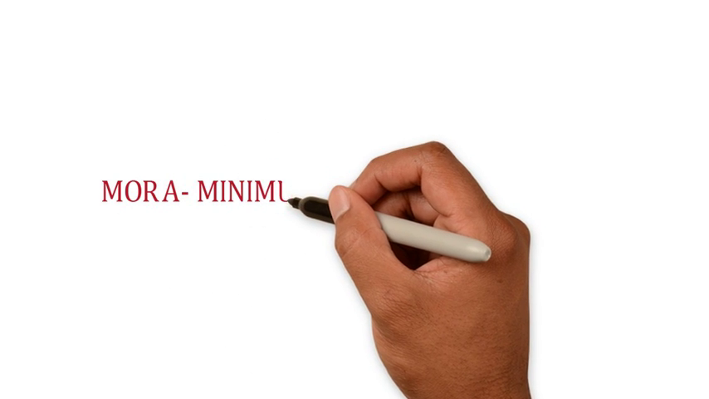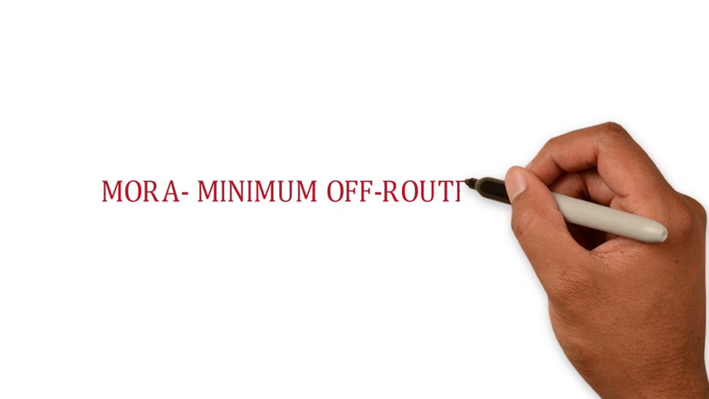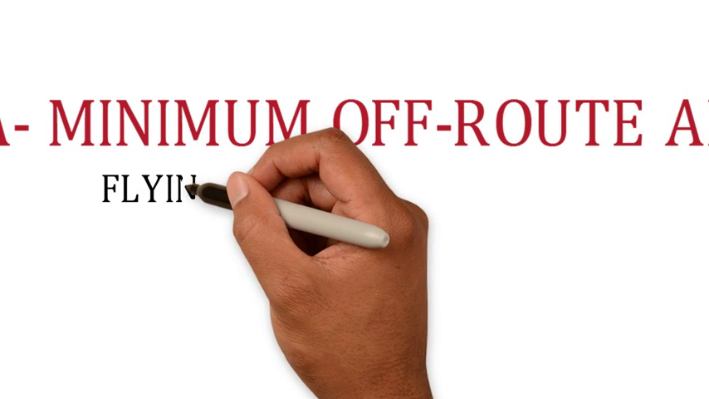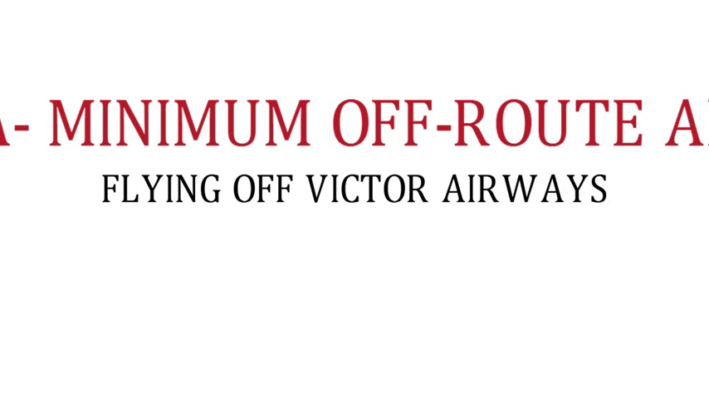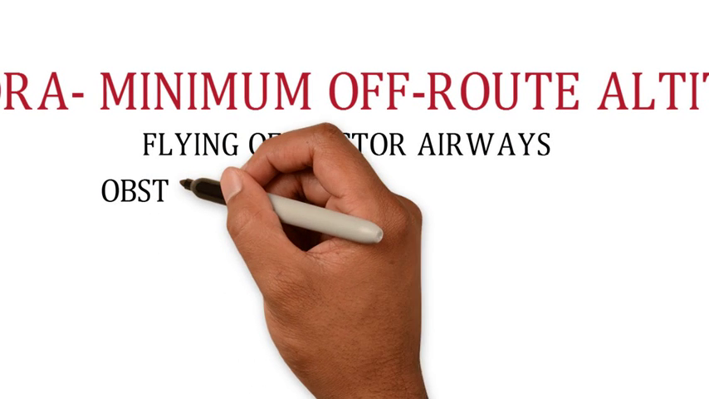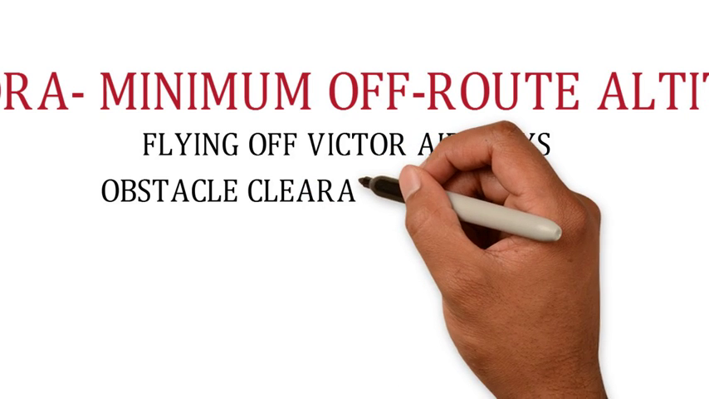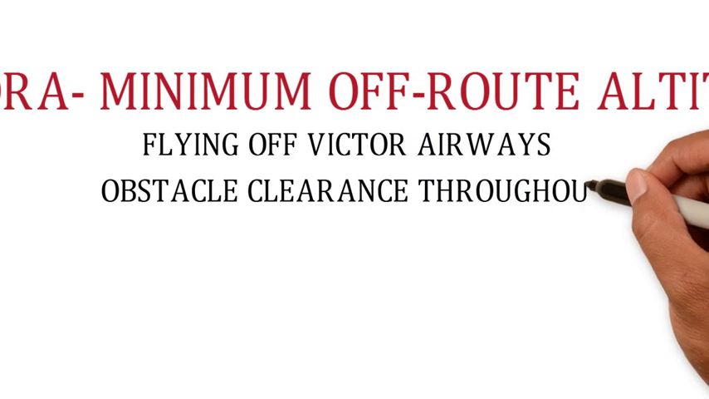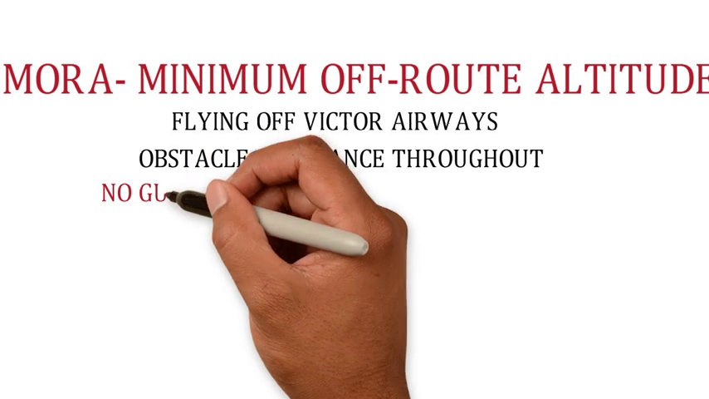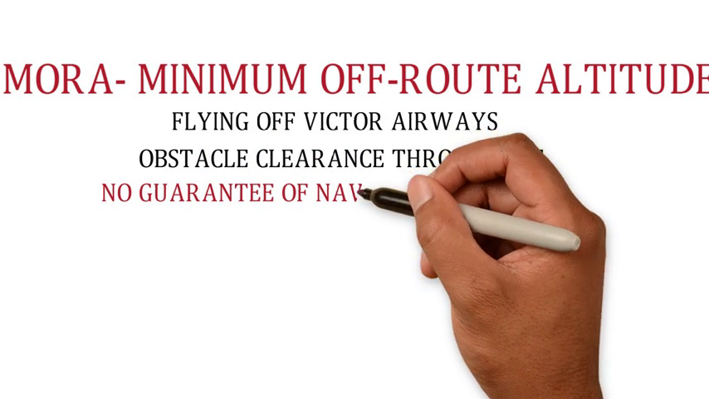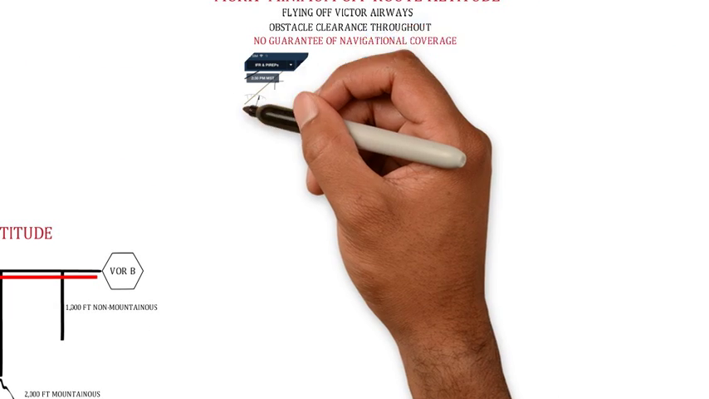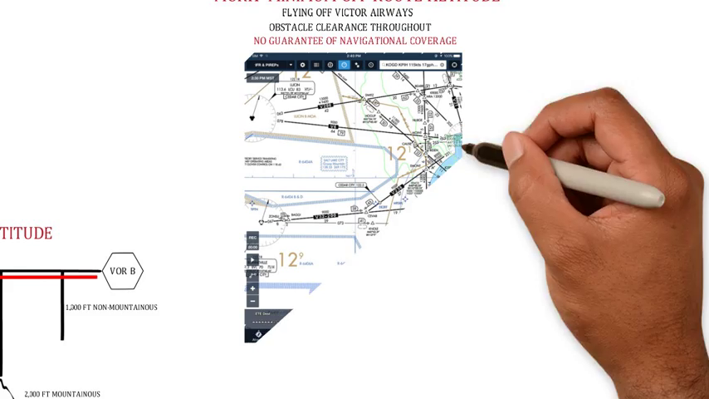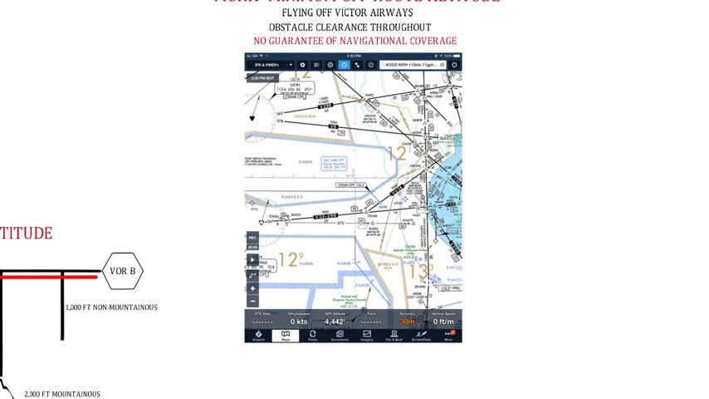Okay, our third altitude is the MORA, which is the minimum off-route altitude. So it's essentially for when you're not flying on a Victor airway. You're flying between points, and you're not necessarily following the Victor airway. So they still have to give us a minimum altitude so that we don't hit anything. So the thing that it gives us is obstacle clearance throughout. However, with MORA, there's no guarantee of navigational coverage because we're not necessarily flying along a route defined by the FAA, so there is no guaranteed navigational coverage.